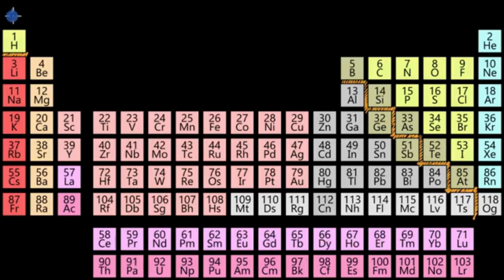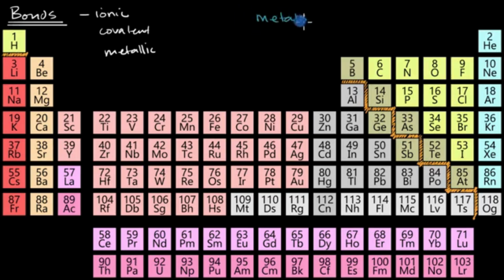In a previous video, we introduced ourselves to the idea of bonds between atoms, and we talked about the types of bonds: ionic, covalent, and metallic. In this video, we're going to dig a little bit deeper and talk about the types of bonds that are likely to be formed between different elements.